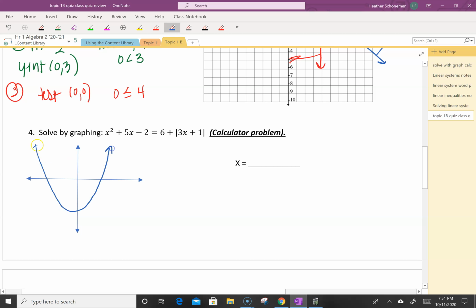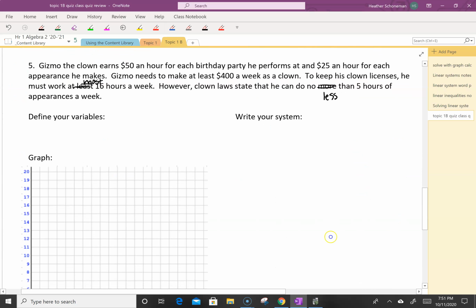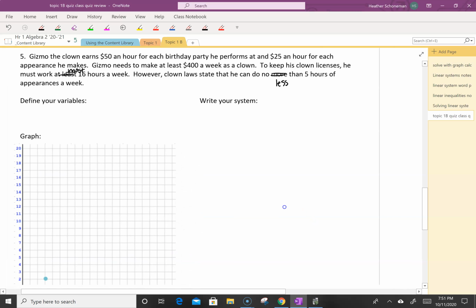Here is my parabola. And then here is my absolute value. So my 2 points are 2.162 and negative 8.795. All right, let's turn over to the back. We've got a word problem, and I've adjusted a couple of the words on here.